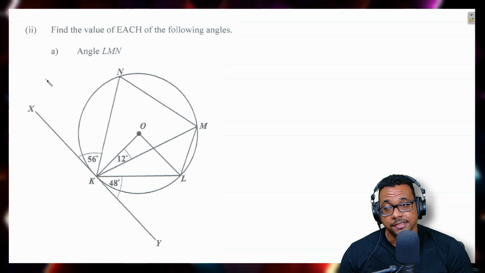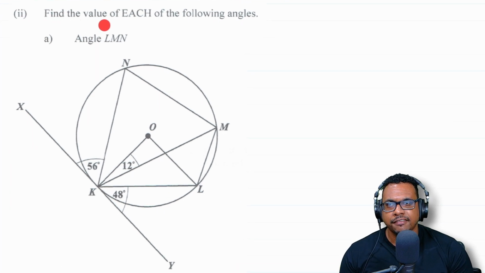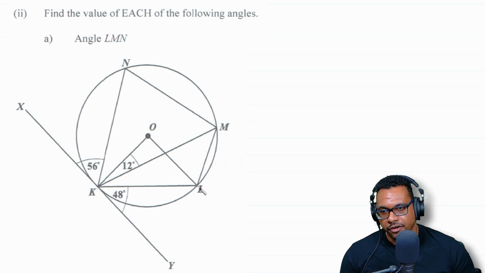All right, so next for part A, part 2, and then part A of that part 2, we have to find the value of each of the following angles, and that first one is angle LMN. So we are going from L to M to N. So that's L to M, and then M to N. And this is the angle that we want to find.